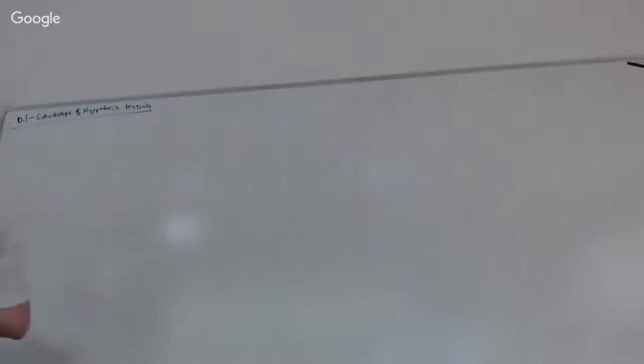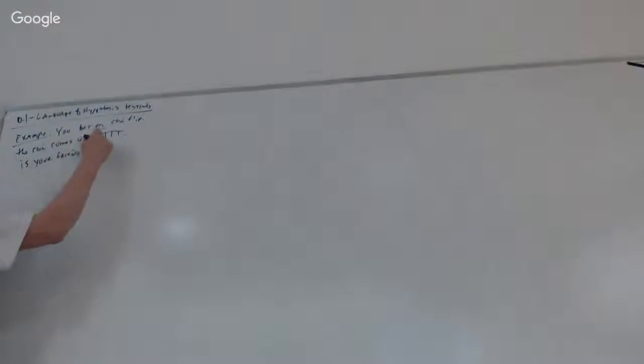Okay, so let me first start with an example here, hopefully easy. You bet on a coin flip. Okay, the coin comes up tail, tail, tail, tail, tail. Is your friend cheating?